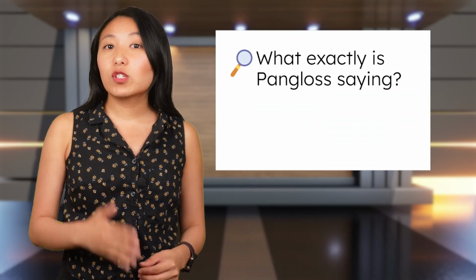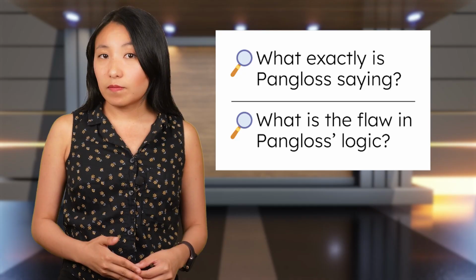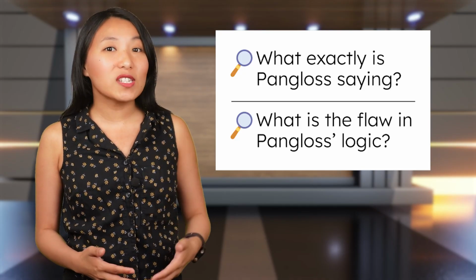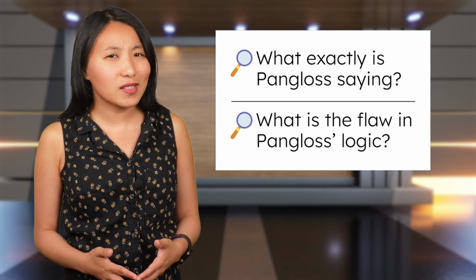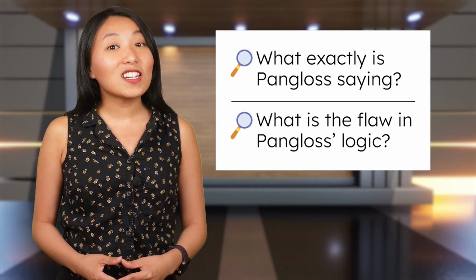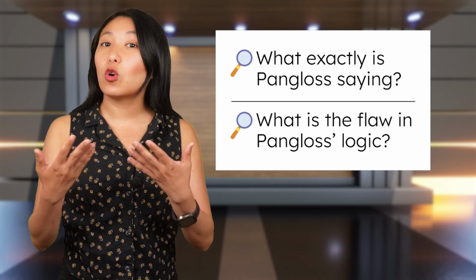So other than its title, how else does Voltaire make Pangloss look ridiculous? And what exactly is he mocking about philosophical optimists? Let's take a closer look. Here's how we'll break it down. We'll look at what Pangloss says and see what sort of issues we can find with his logic. Then we'll figure out why Voltaire might want us to view Pangloss with skepticism. So let's take a look at Pangloss's claim and see if it holds up.